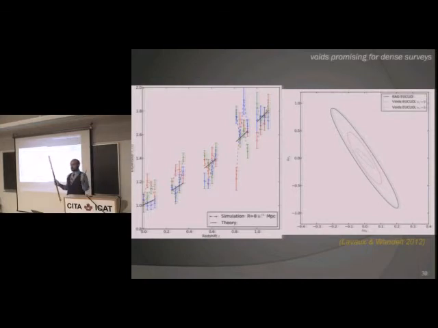A BAO signal is about 150 megaparsec. There's only so many 150 megaparsec patches in the sky. Your statistics are fundamentally limited. But voids are 5, 10, 20, 50 megaparsec across. Even though you have to sacrifice a lot of voids to form these stacks to get enough signal to measure their ellipticity, you have so many voids on the sky that you gain in statistical power.